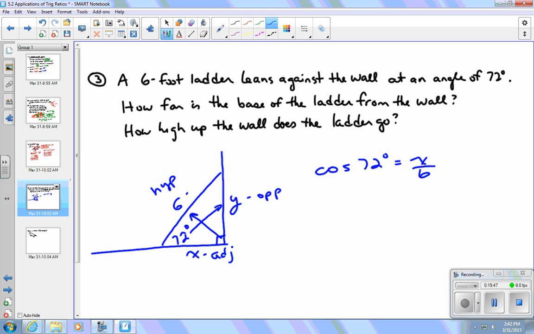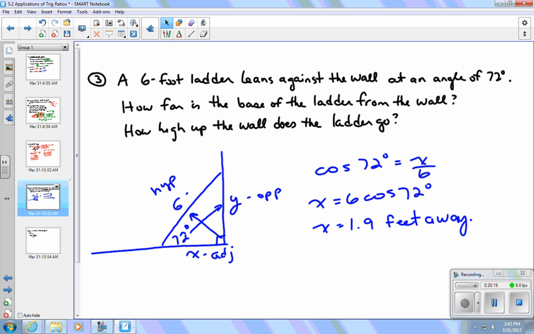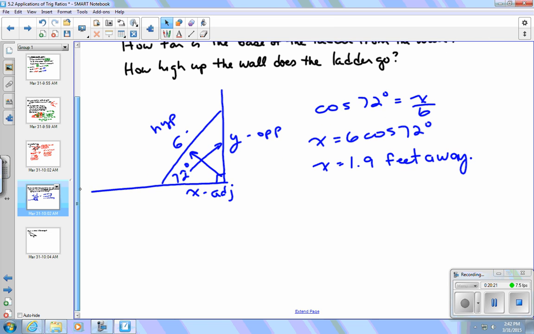To get x by itself, I'm going to multiply both sides by 6. So we'll have 6 times the cosine of 72 degrees, which is 1.85. Oh, well, sorry, I said 1 decimal place, so we'll round that to 1.9 feet away. Okay, and then we want to calculate how far up the wall it goes.